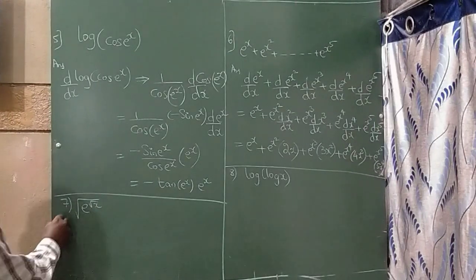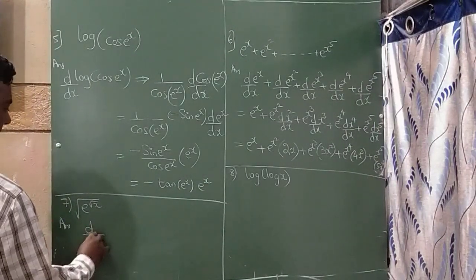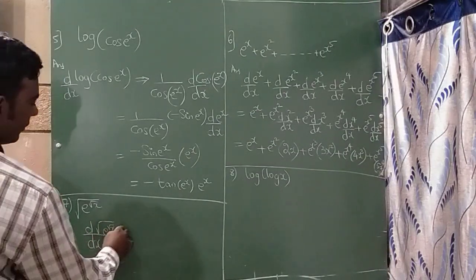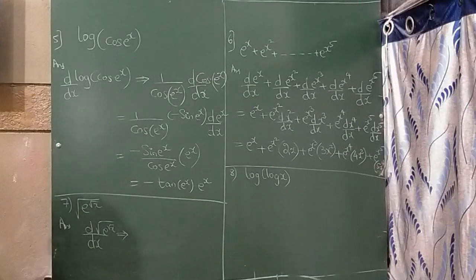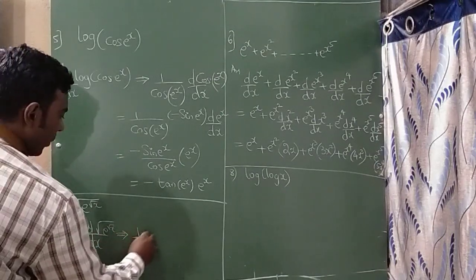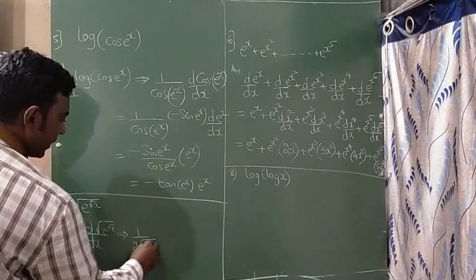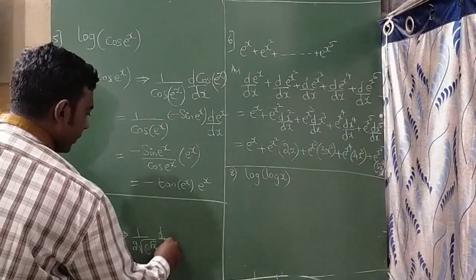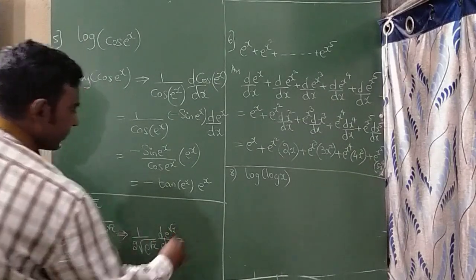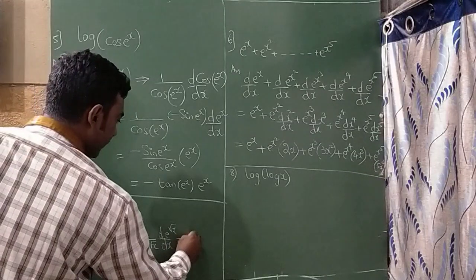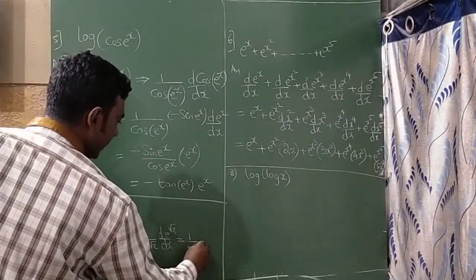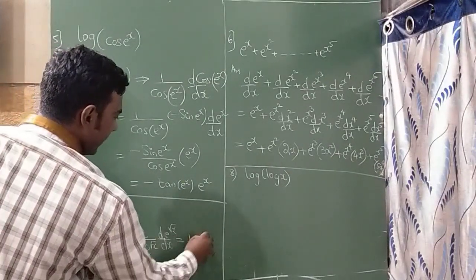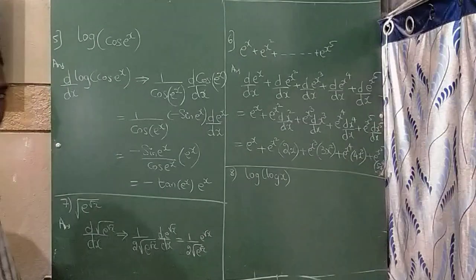Now the seventh question is d by dx of square root of e raised to square root of x. There is a formula for square root of x, that is 1 divided by 2 square root of e raised to this. Okay, by chain rule you need to write again e raised to x. So what you have to write here is 1 divided by square root of e raised to square root of x. Again this will become e raised to square root of x.